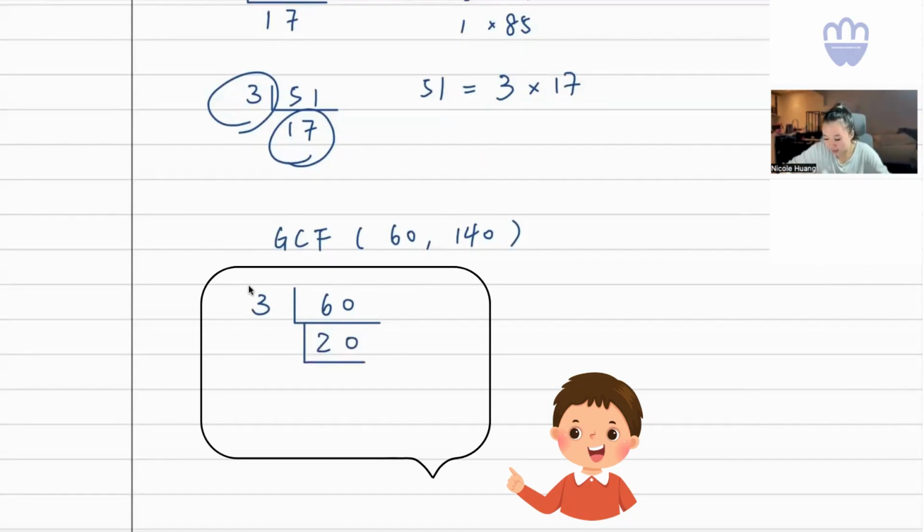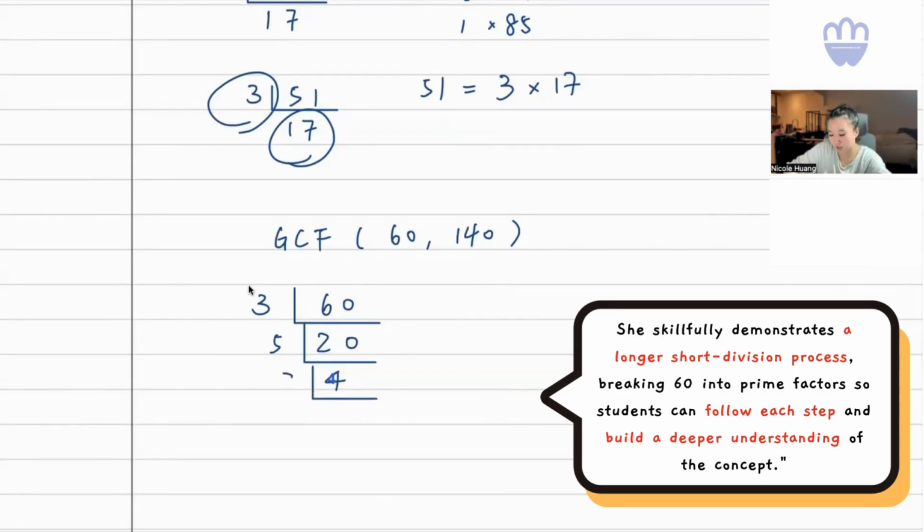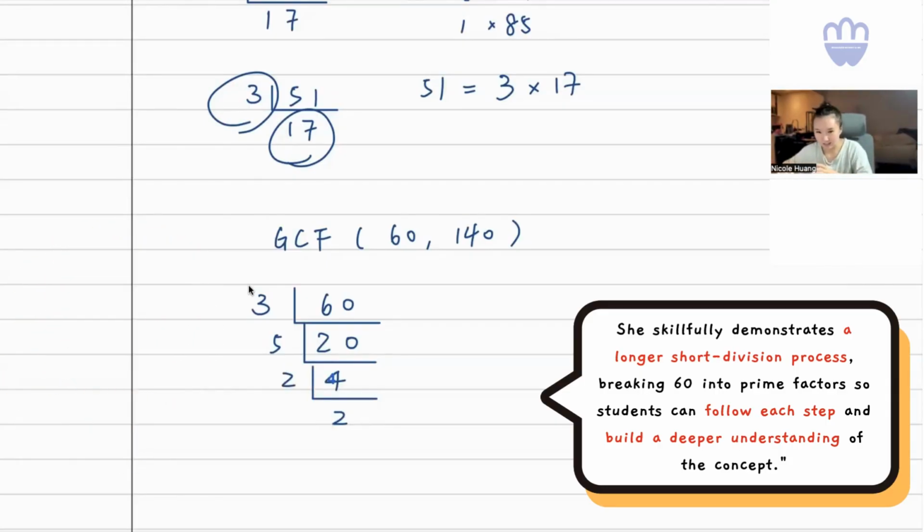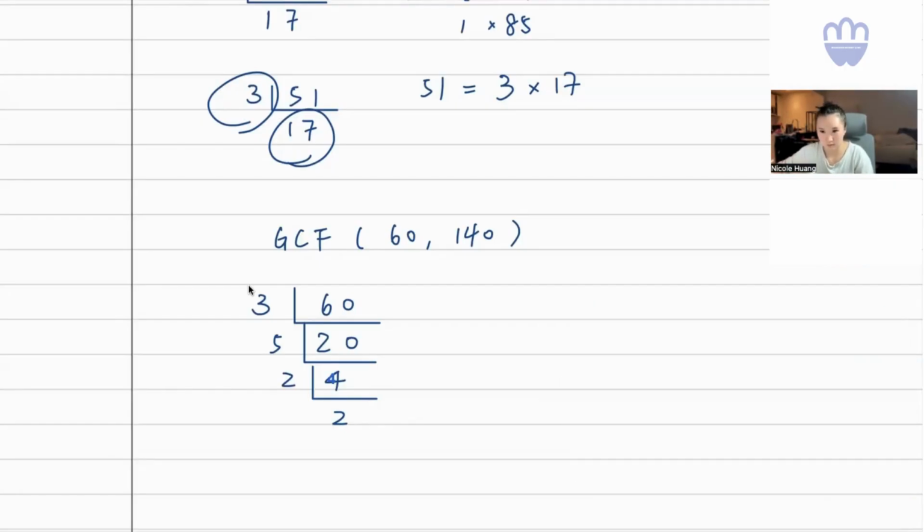What is the next biggest prime number that 20 can be divided by? 5. So we write down the 5 right here. So 20 divided by 5 is 4. Then what is the next prime number that 4 can be divided by? 2, right? So we get a 2 here. Over here we get a 3, 5, and 2 2s. So that means 60 equals 2 times 2 times 3 times 5. It can be whatever order you want.